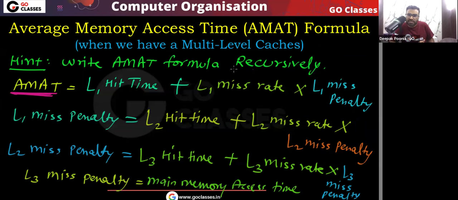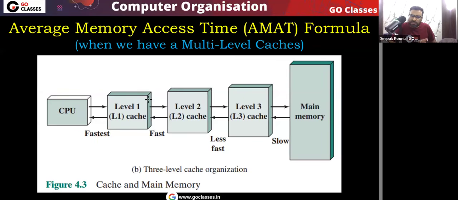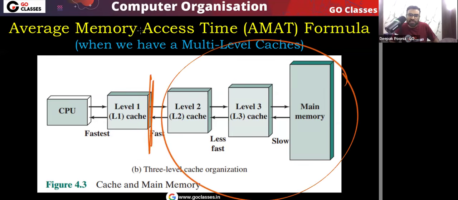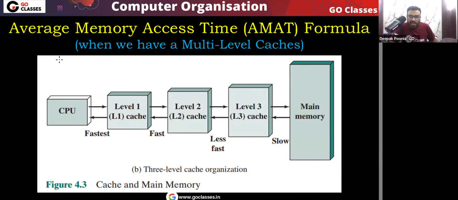So we can write this recursively. I hope you understood this. This is a very simple formula. Did you understand? Please tell me. We are writing this recursively. Please understand. What is this L1 miss penalty? Just understand this concept. L1 miss penalty means after the detection of L1 miss, the entire additional time taken, that is L1 miss penalty.